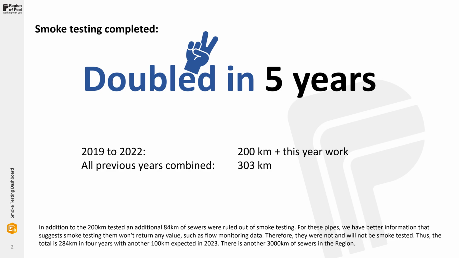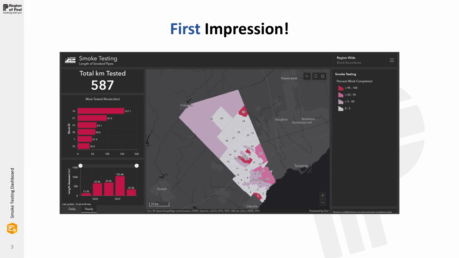The dashboard is going to help you find the results. This is how the dashboard looks. You can see the region right in the middle of the screen, and as you guessed it, the darker colors mean higher percentage of completion. But don't worry, we are going to take it slow and explain every feature in detail.